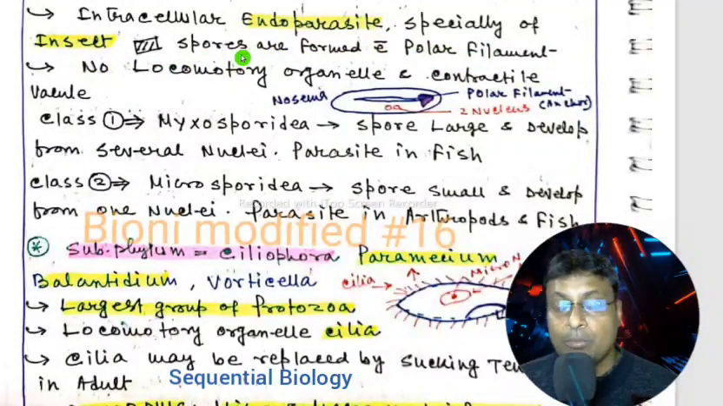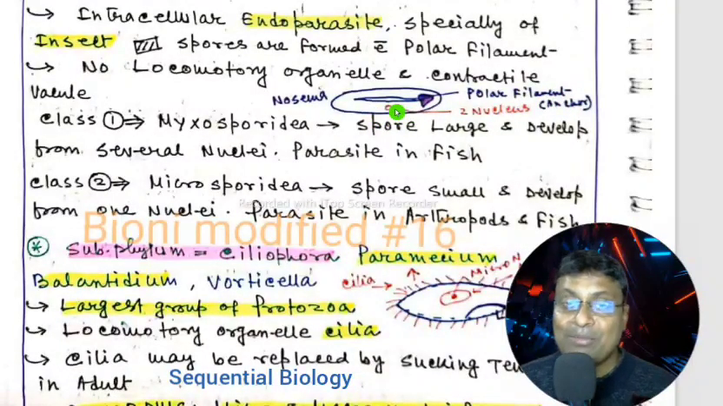They also reproduce through the formation of spores, and these spores are formed with polar filament. They have no locomotory organelle and no contractile vacuole. This is a diagram of Nosema, and Nosema has the polar filament for anchoring, and also Nosema has two nuclei. Then the number of nuclei is important in case of phylum Protozoa. The variation in the number of nuclei can be seen in different species.